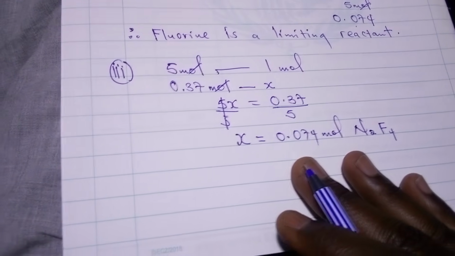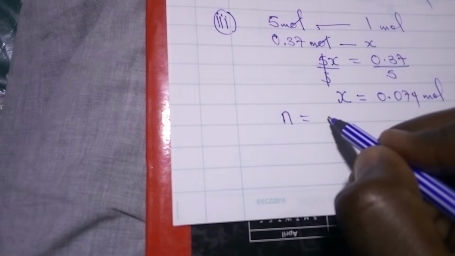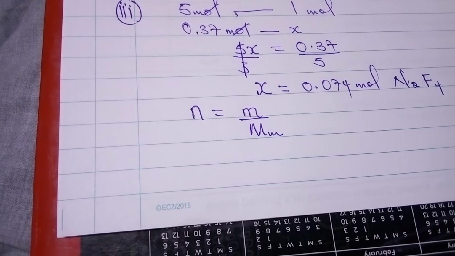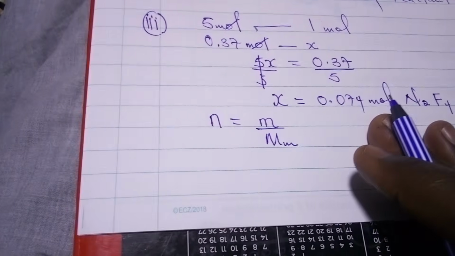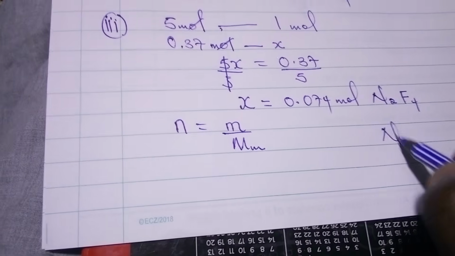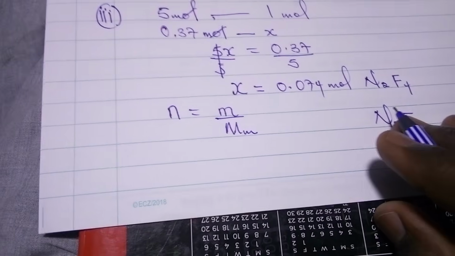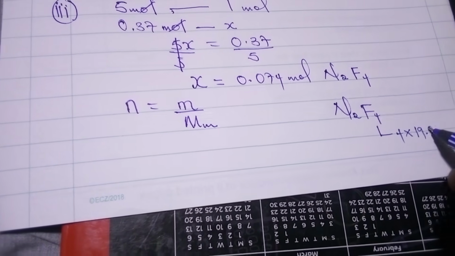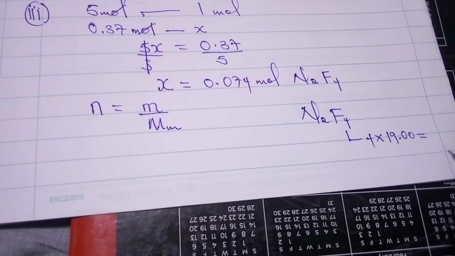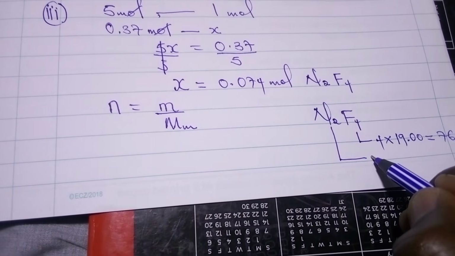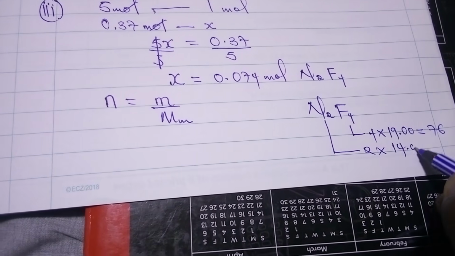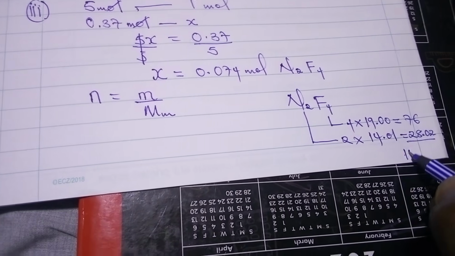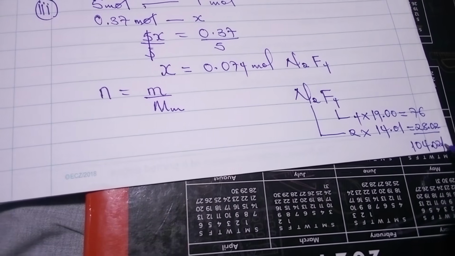Now they are telling us to calculate the grams, which means the mass. So number of moles is equal to mass over molar mass. So you have to find the molar mass for dinitrogen tetrafluoride. You have 4 atoms of fluorine multiplied by its relative atomic mass, 19.0, and you get 76. Then 2 atoms of nitrogen multiplied by its relative atomic mass 14.01 is equal to 28.02. When you add those two numbers, you get 104.02 grams per mole.